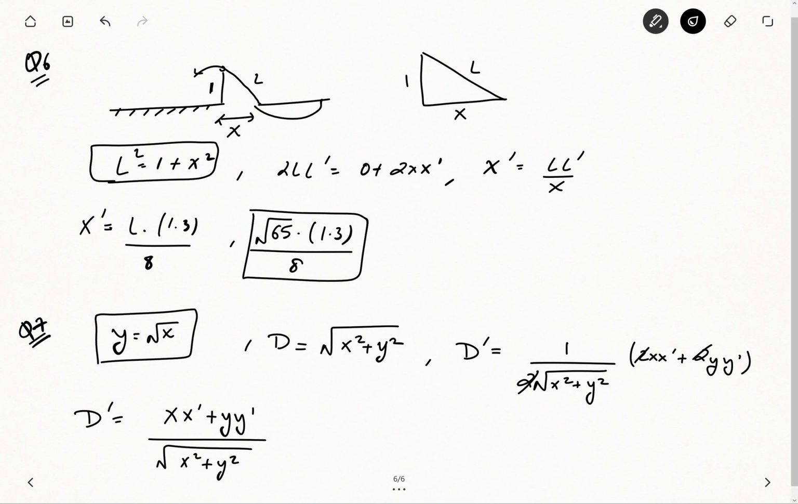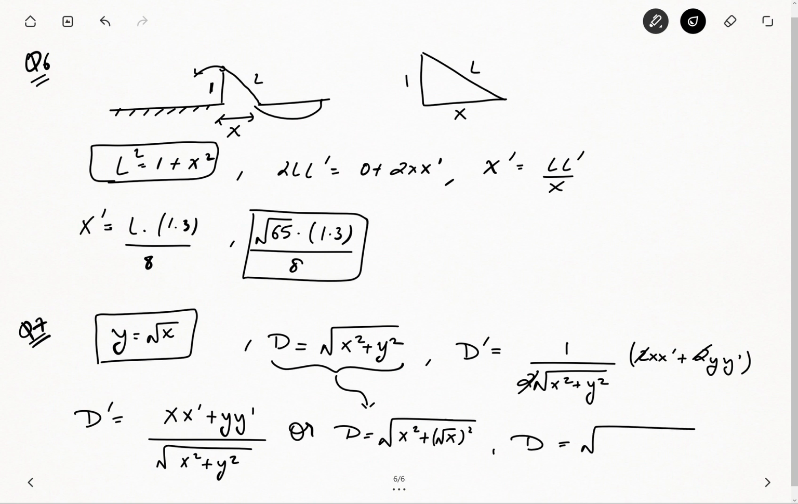So I'm going to create a parallel version of this formula where the distance of the point on that curve could be given by x squared plus the square root of x squared, because y is essentially the square root of x. Whatever the x, y point is going to be lies on this curve, right? So given that, you can simplify the distance formula to be the square root of x squared plus x, and then the derivative of that must be much easier.